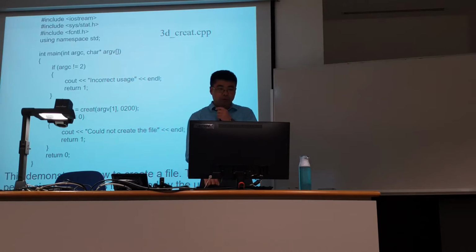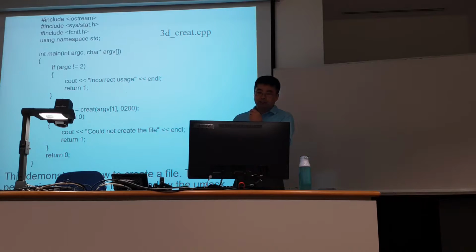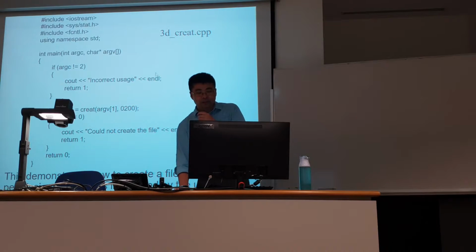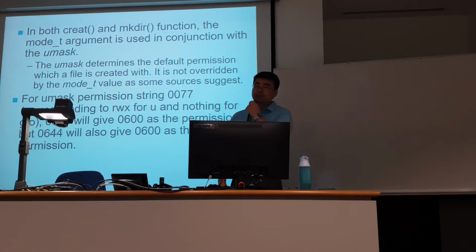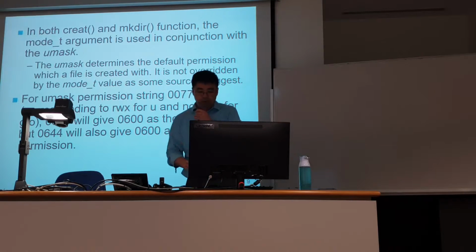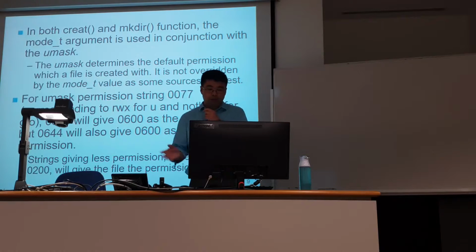But when you create a file or folder and assign permission, this may not be the final permission assigned to the file or folder. Because in Unix, there is a so-called umask. The umask is the default permission that will be assigned when you create a file or folder, and you can change your umask in Unix.